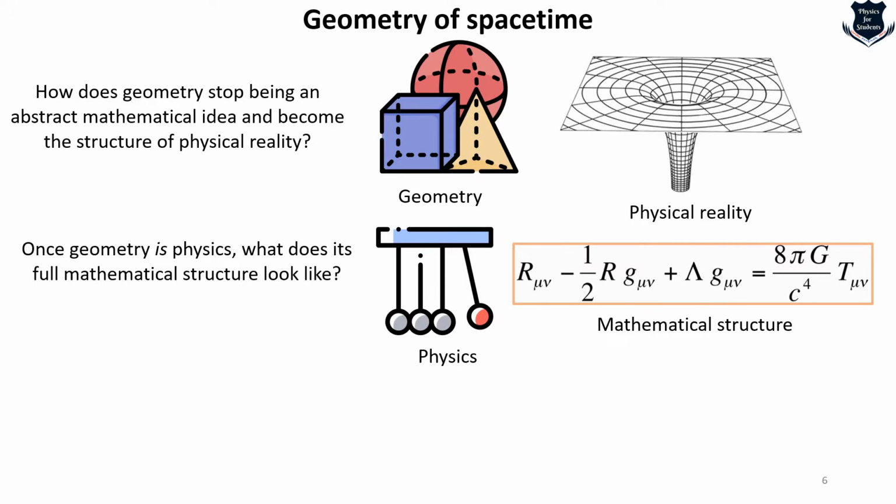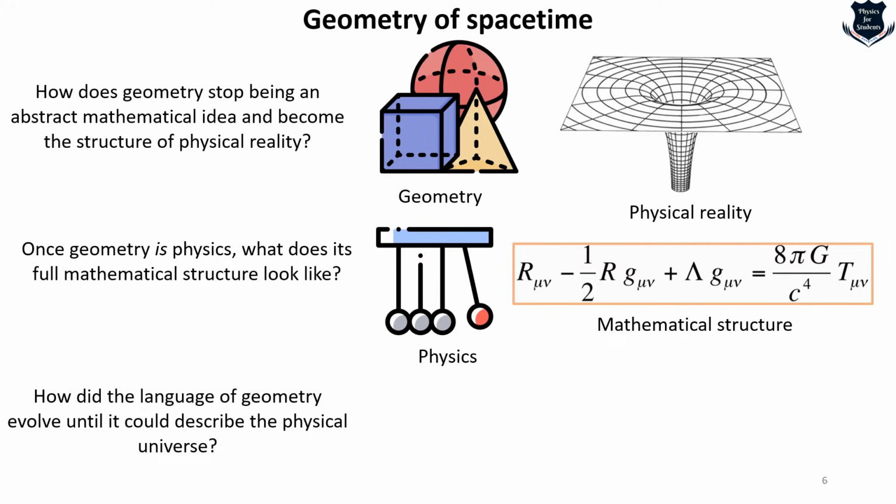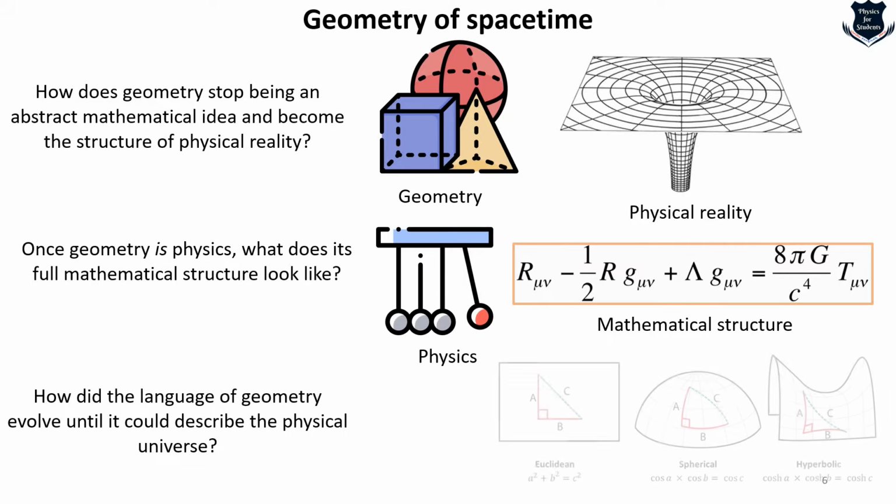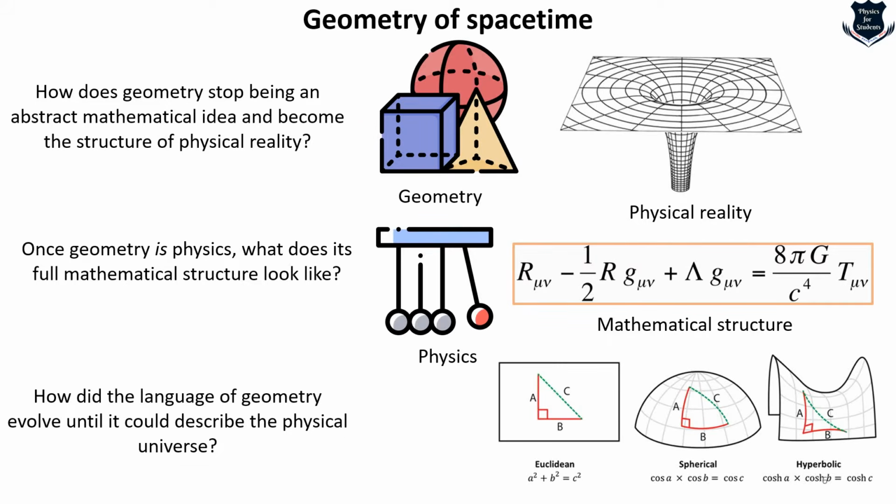That means how we define tensor analysis and differential manifolds, how the field equations actually expand in different coordinates, the Schwarzschild metric, and so on. And finally, on the third front, we ask: how did the language of geometry evolve until it fully described the physical universe?